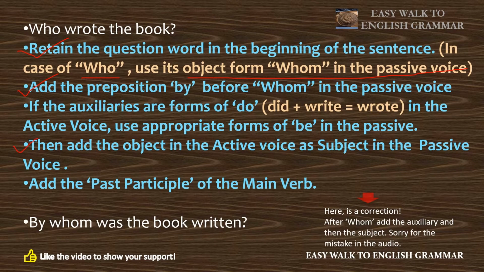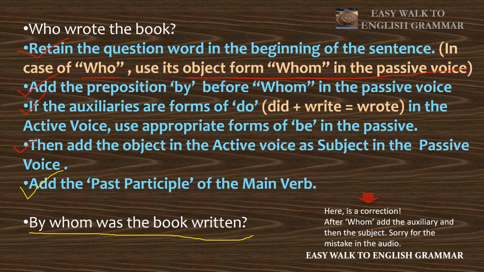Then add the object in the active voice as the subject in the passive voice. If the auxiliaries are forms of do in the active voice, use the appropriate forms of be in the passive voice. Add the past participle of the main verb here, and here we get the passive voice. By whom was the book written? Please don't forget to give the question mark at the end of the passive voice also.